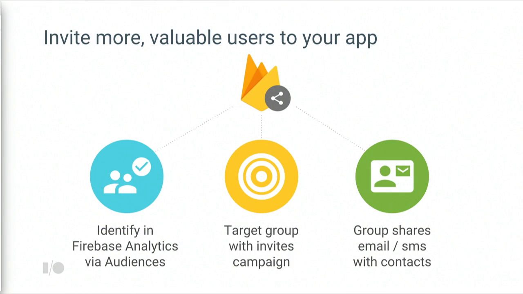Second type of organic channel I want to highlight is app invites. So app invites are a great way to facilitate the relationship between your users and their contacts. So it's not just about you and your users and that relationship, but actually facilitating a bigger network. So again, you can use Firebase Analytics to identify groups that you would want to actually notify, reach out to, target those users, and then give them the opportunity to share the app using SMS or email to bring in their most frequently contacted users.